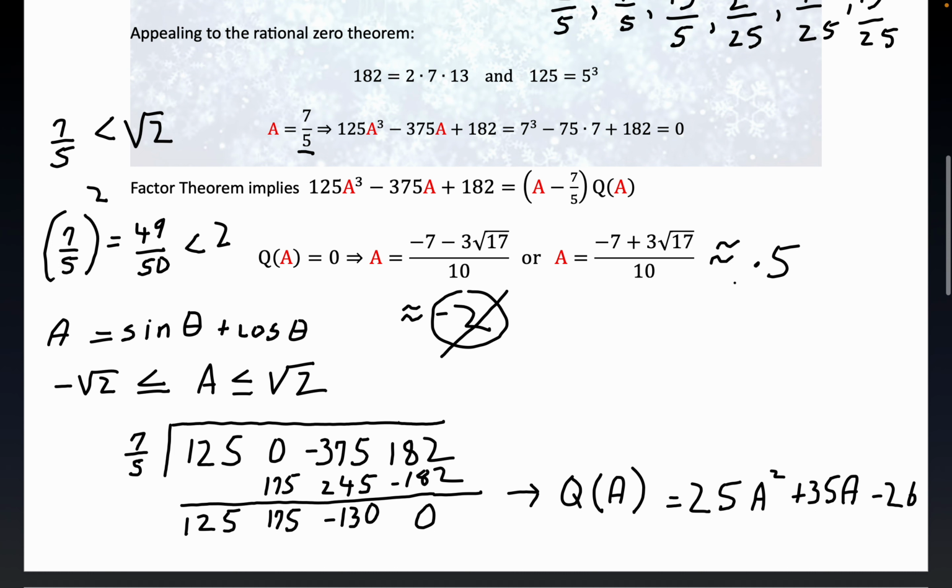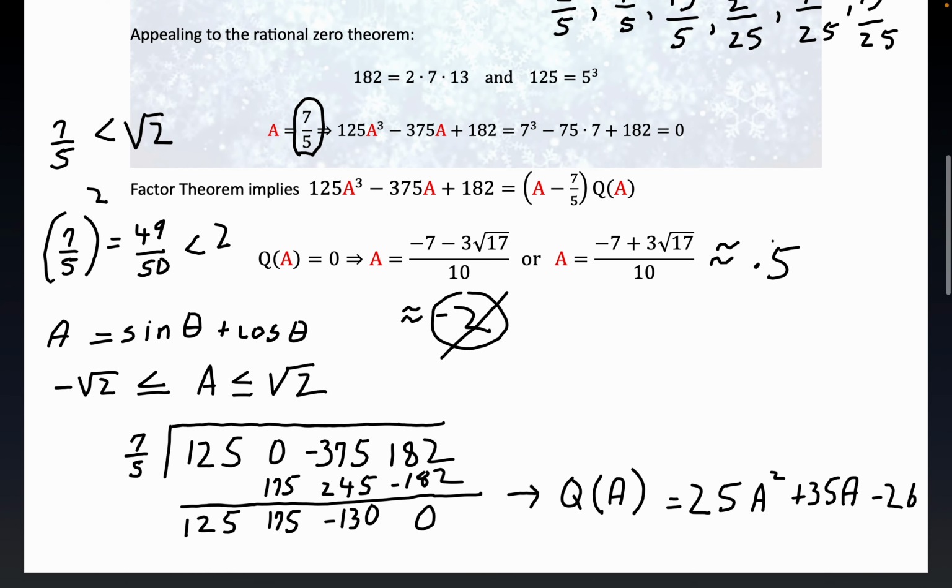So you see our two solutions are 7/5. I'll circle them. Okay, and then this guy right here is the other solution. This is the exact answer right here, okay? These are the two solutions, ladies and gentlemen.